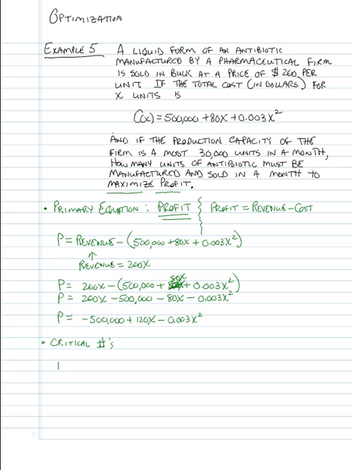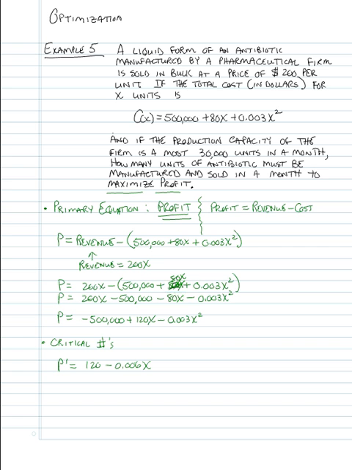And so I need to find P prime. And of course, the derivative of a negative 500,000 is just 0. The derivative of 120x is 120. And then it'll be what? Minus 0.006, 2 times 0.003, and reduce the exponent by 1, so times x.